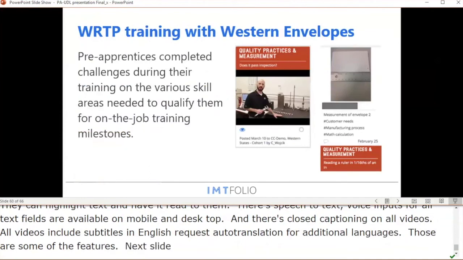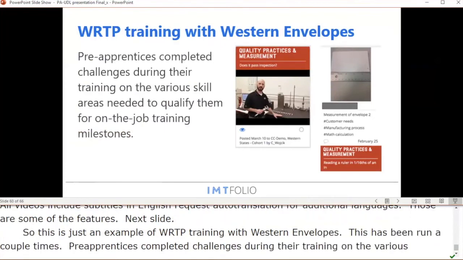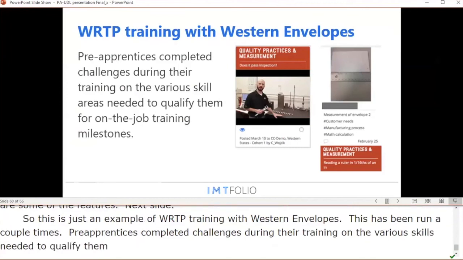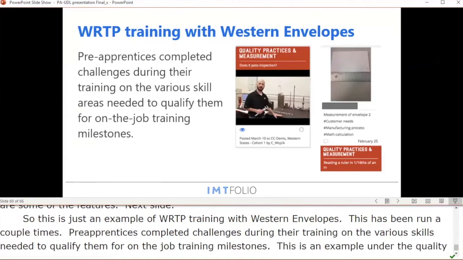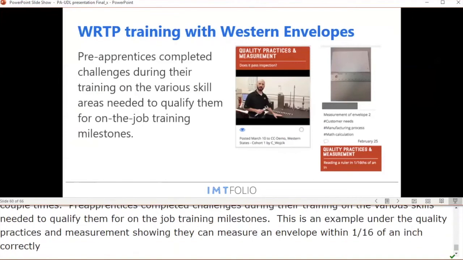So this is just an example of WRTP training with Western Envelopes. This has been run a few times. Pre-apprentices completed challenges during their training on the various skill areas needed to qualify them for on-the-job training milestones. So this is an example of somebody under quality practices and measurement showing that they can measure an envelope to 1/16 of an inch accurately. Very important practice for being able to manufacture envelopes and understand quality practices, pull out ones that are not up to spec. And I'll pass it back to Caleb.